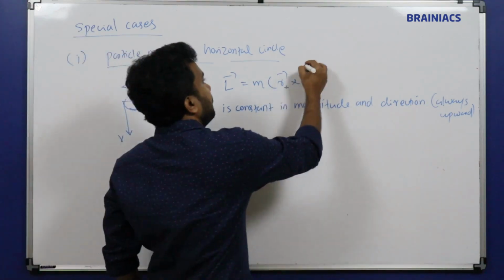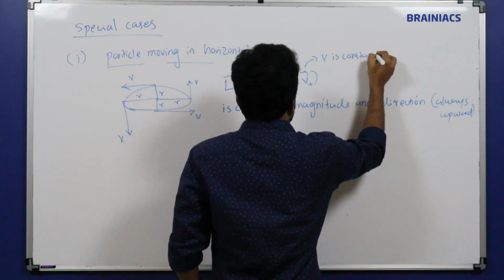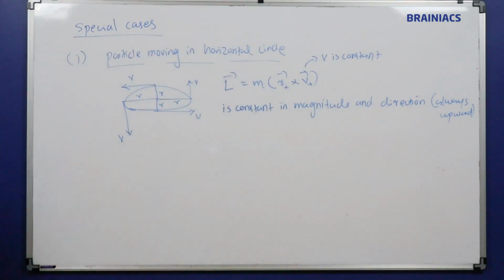So the condition will be here: v is constant. When v is constant, both magnitude and direction are constant. It is fixed. It will not change.